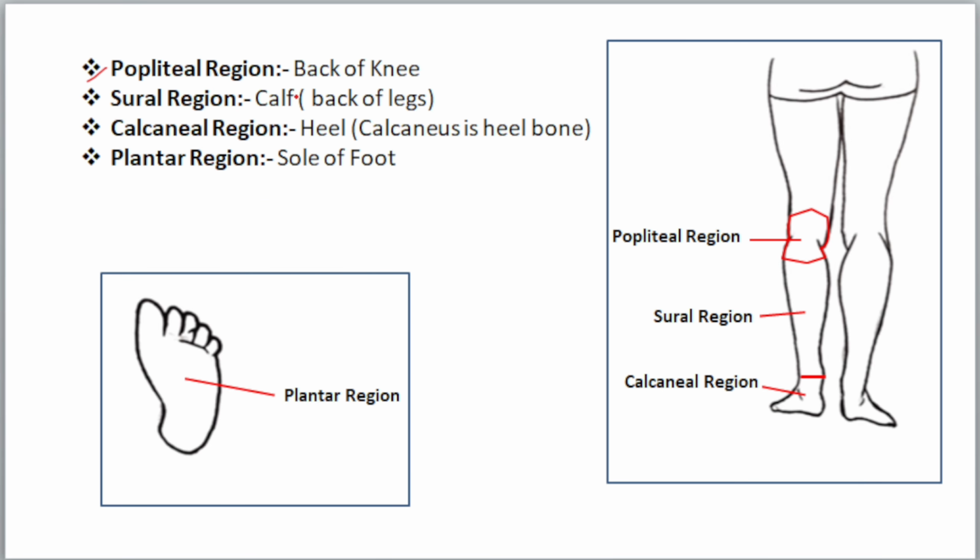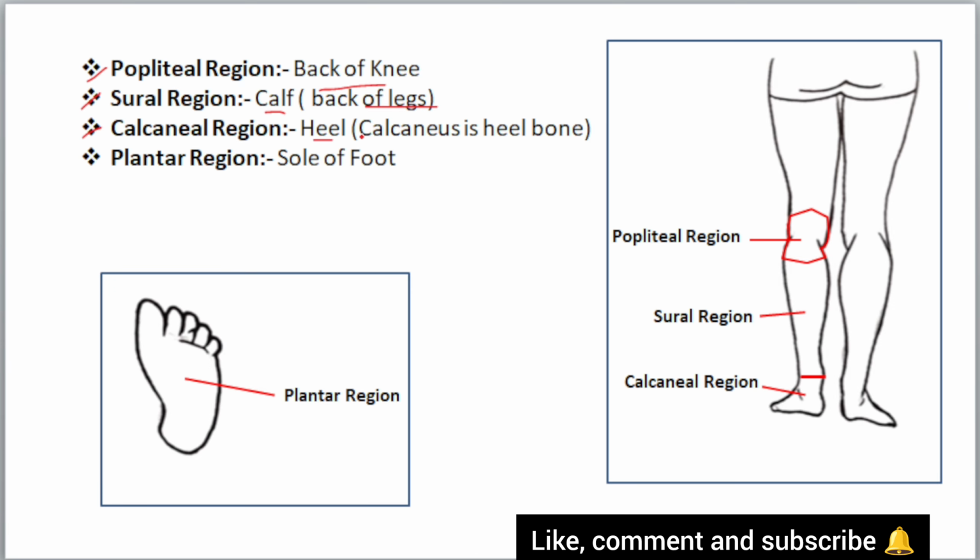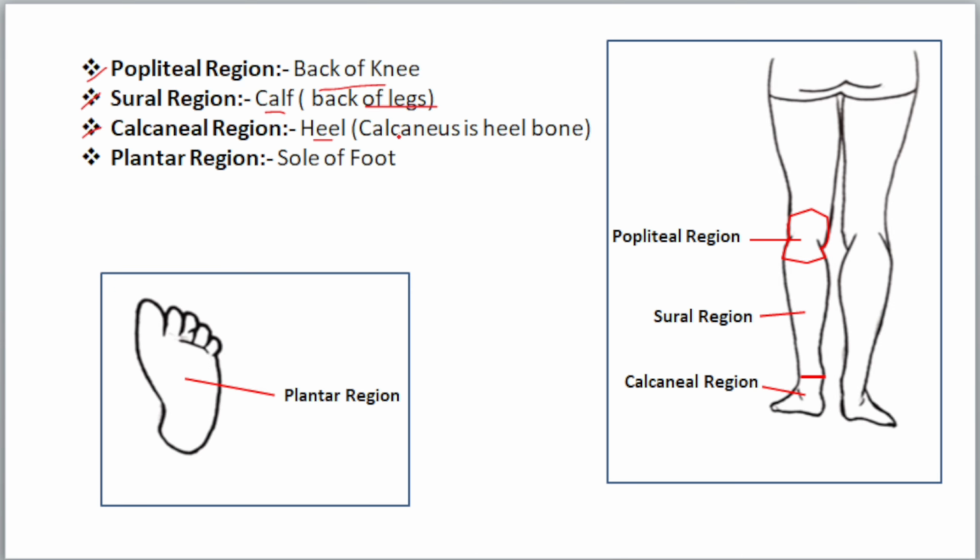Popliteal region, back of the knees is called the popliteal region. Sural region, calf or the back of the legs is called the sural region. Calcaneal region, heel portion is called the calcaneal region in anatomy. And the heel bone is known as the calcaneus. That's why this region is called the calcaneal region. Then plantar region, the sole of the foot is called the plantar region.